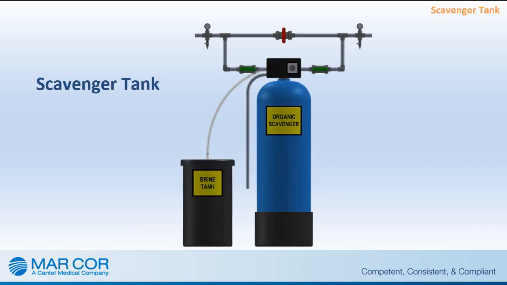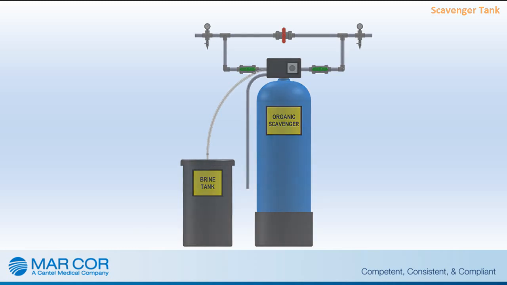Scavenger tanks are not a common piece of pretreatment, but can be used if the feed water contains elevated levels of organic materials. Organics can form deposits and clog up the carbon media. Scavengers can come as single or dual tanks. The resin in the tanks need to be regenerated. And check that the salt level in the brine tank is at least half full.